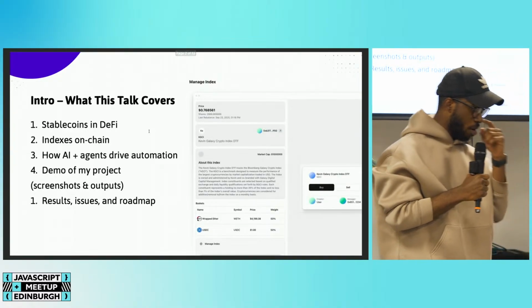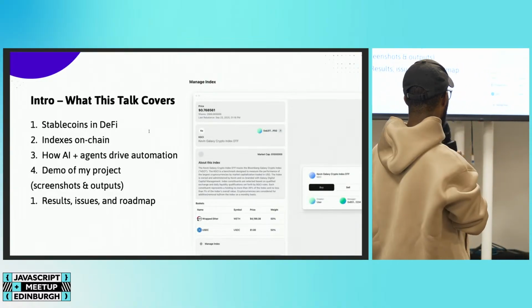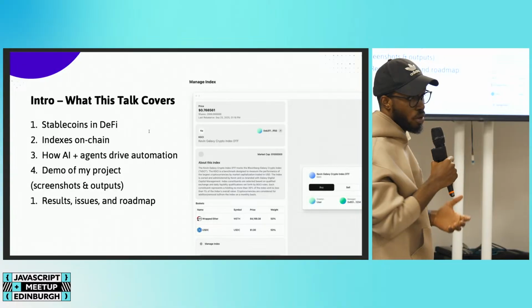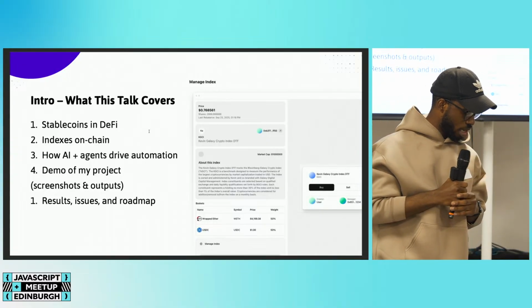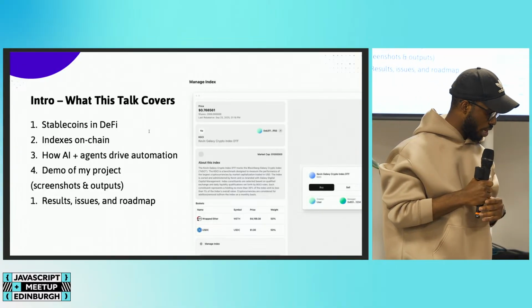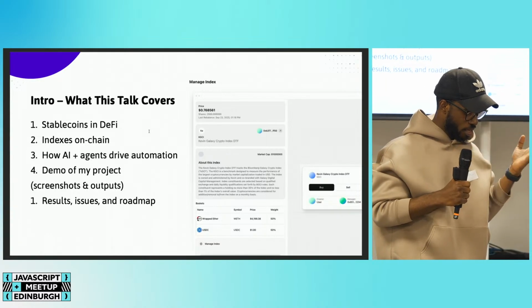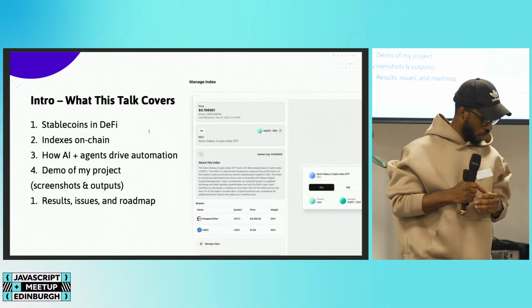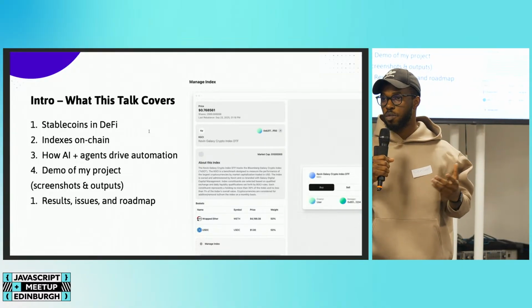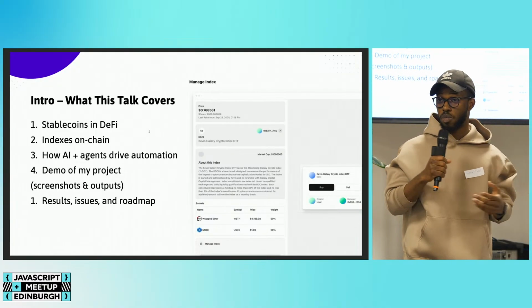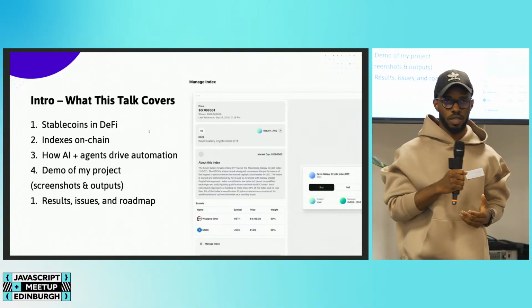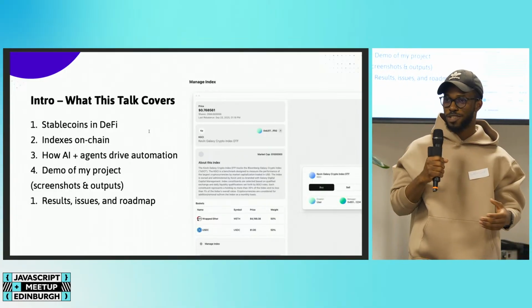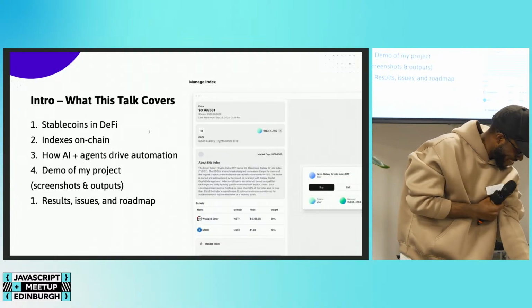This talk is going to cover a few things: stablecoins, indexes on chain, and how AI agents drive automation in what I'm experimenting with, and a very brief demo of the project and some issues and results that I've faced working on it. I just hope you will enjoy it. Okay.